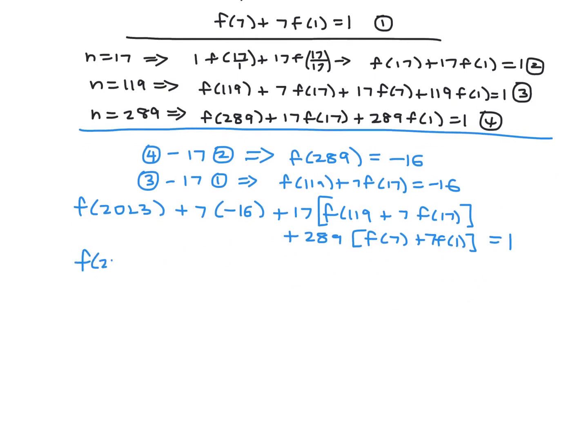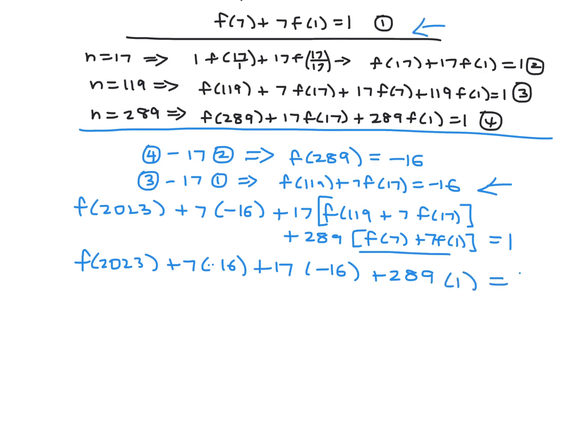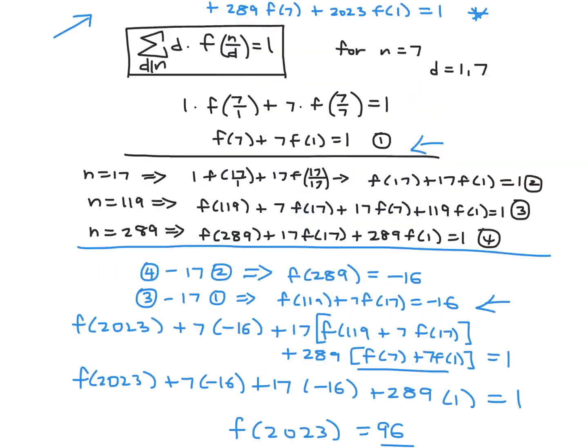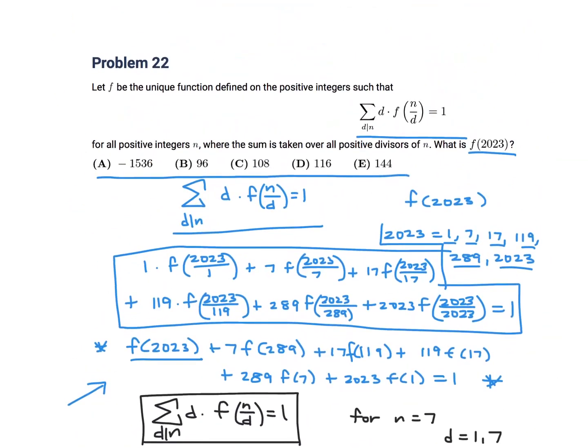So this is f at 2023. This we already got, 7 times minus 16. This will be 17 times minus 16 from here, I believe. And then this has 289. And this one is from here. That's just 1. And of course that all equals 1. So we've got f at 2023 plus 7 times minus 16 plus 17 times minus 16 plus 289 times 1. And then when you solve for this, you'll get f at 2023 is equal to 96. And that finally is the answer, and that would be choice B.